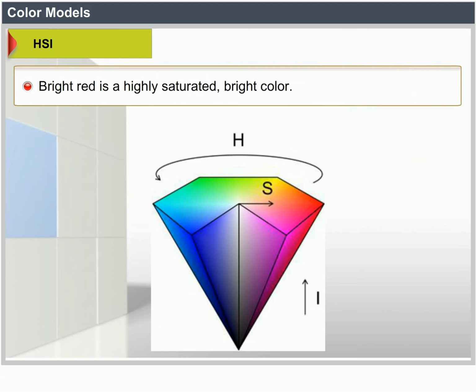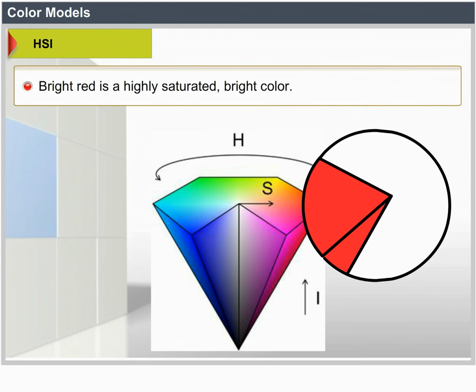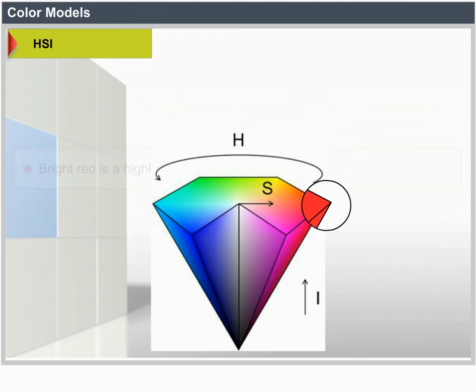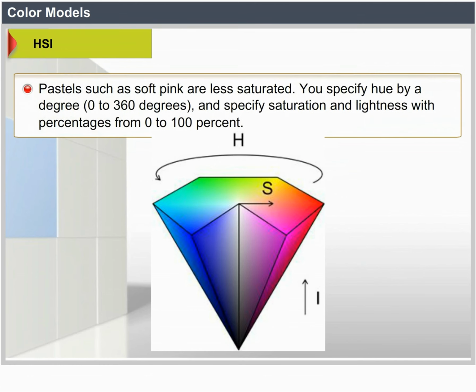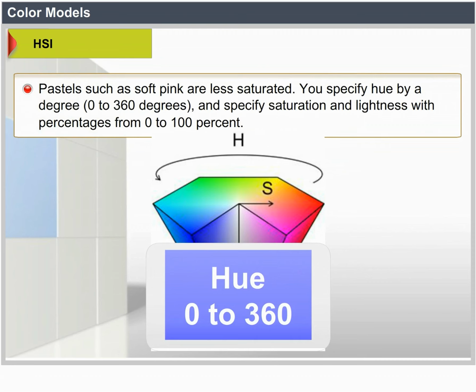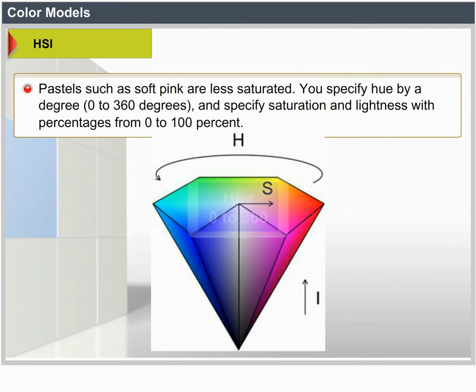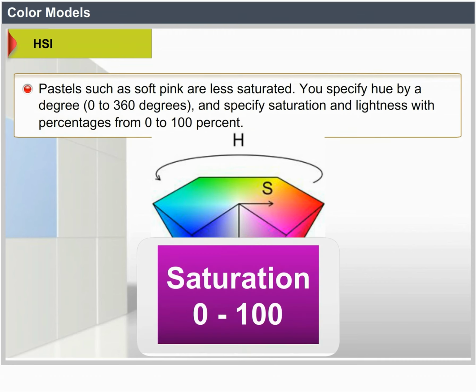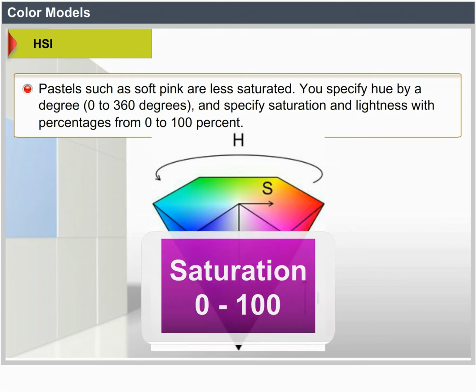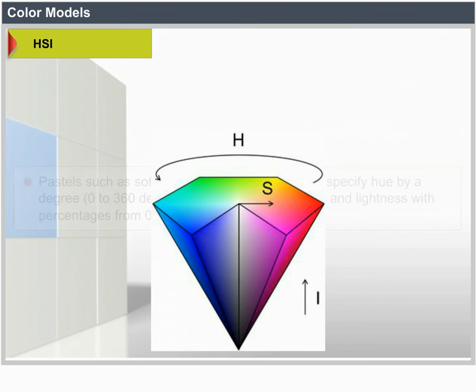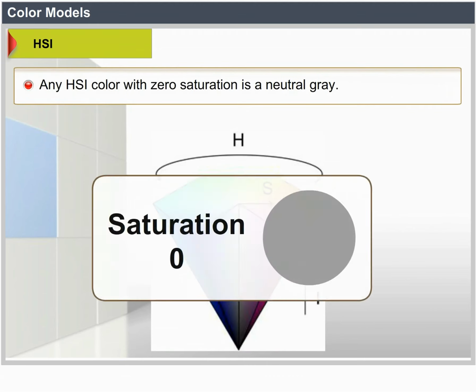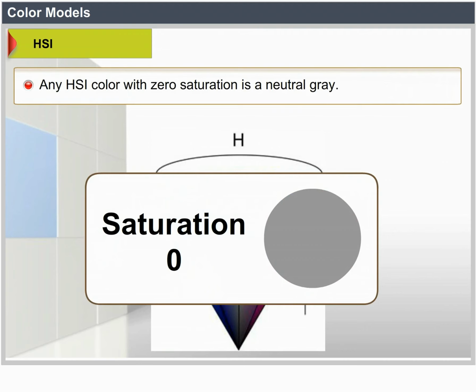Bright red is a highly saturated, bright color. Pastels such as soft pink are less saturated. You specify hue by a degree, 0 to 360 degrees, and specify saturation and lightness with percentages from 0 to 100%. Any HSI color with 0 saturation is a neutral gray.